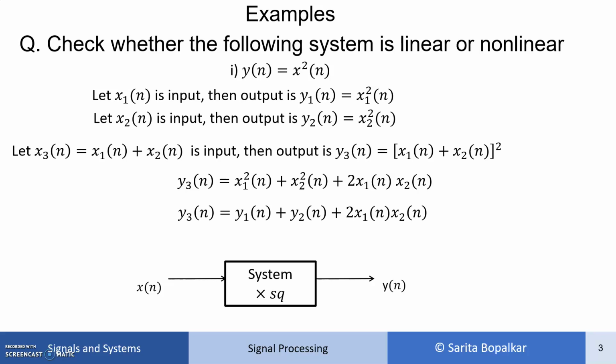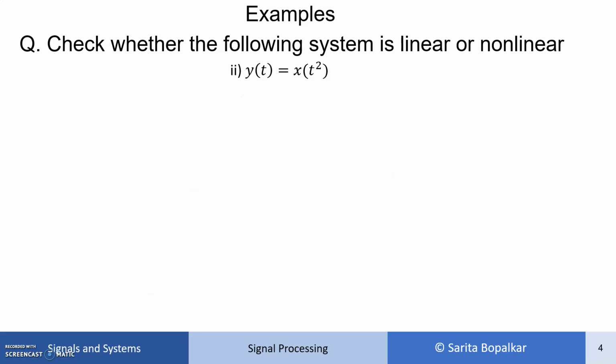According to the superposition principle, if there is a summation of two different signals in the input, at the output I should get the summation of individual outputs. That is, at the output I should get y1(n) plus y2(n) only. But here we are getting one more additional term, and that is 2·x1(n)·x2(n). That means this doesn't follow the superposition principle. So this system is a non-linear system.